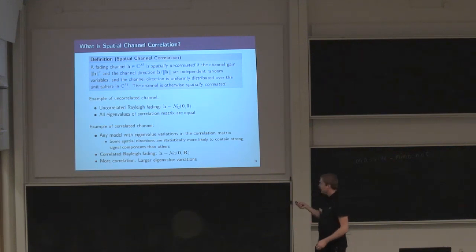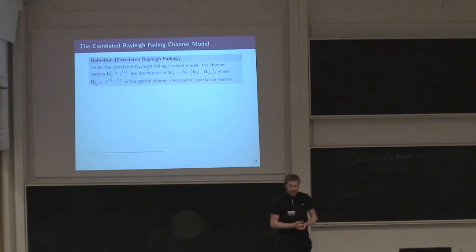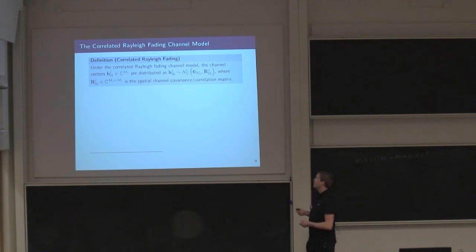So one key example here is what you can call correlated Rayleigh fading, where the channel H is complex Gaussian distributed, has zero mean, and some matrix R as correlation matrix or covariance matrix. These are the same thing when you have a zero mean channel. And as I said, the larger the eigenvalue variations in R, the more correlation we have in some sense. Based on this, I'm now defining the correlated Rayleigh fading that I will use during the entire presentation today.